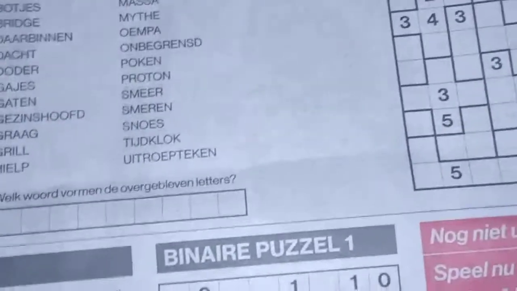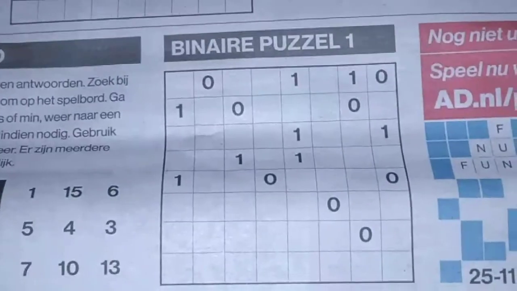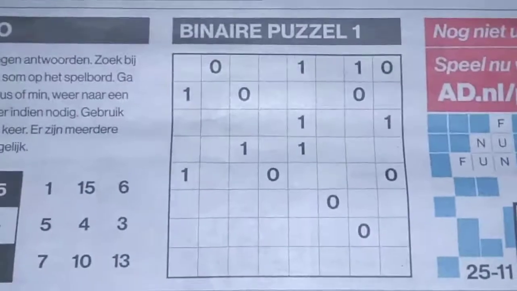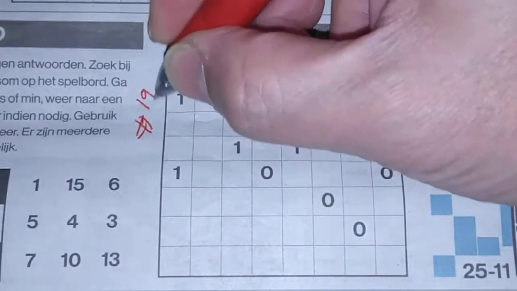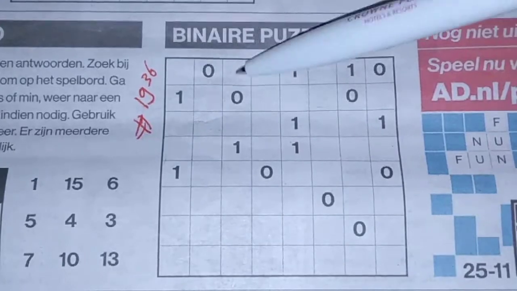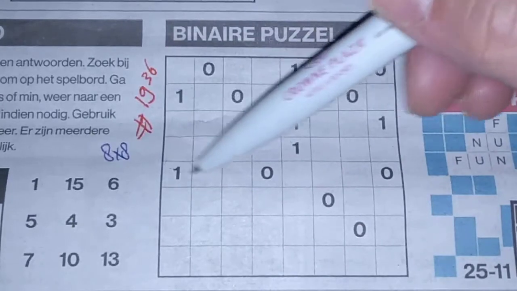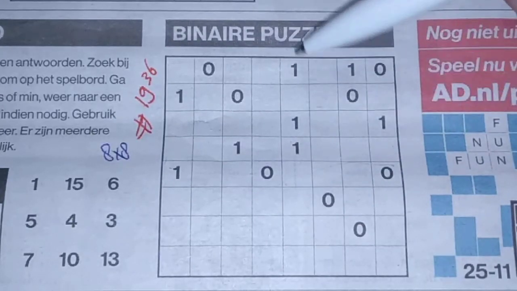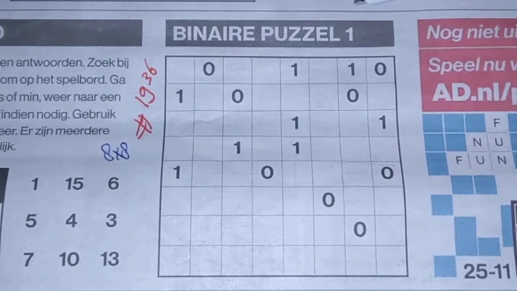We have here the third Sudoku, a binary. Yes, it's a binary. Let me position the camera. A binary puzzle, and this will be number 1936. And what kind of binary puzzle is this? It's an 8 by 8 binary puzzle. That means in a row or in a column there are always 4 O's and 4 1's. Alright, so let's get started.